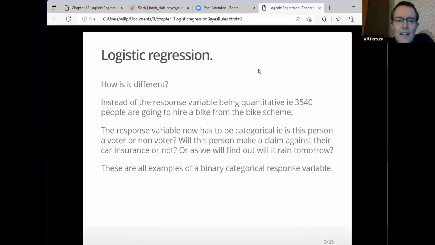So instead of the response variable being quantitative, for instance, 3,540 people are going to hire a bike from the bike scheme, as we might have had in the previous week, the response variable now has to be categorical, i.e., is the person a voter or non-voter? Will this person make a claim against their car insurance or not? Or, as we will find out later, will it rain tomorrow or not? So these are all examples of a binary categorical response variable.